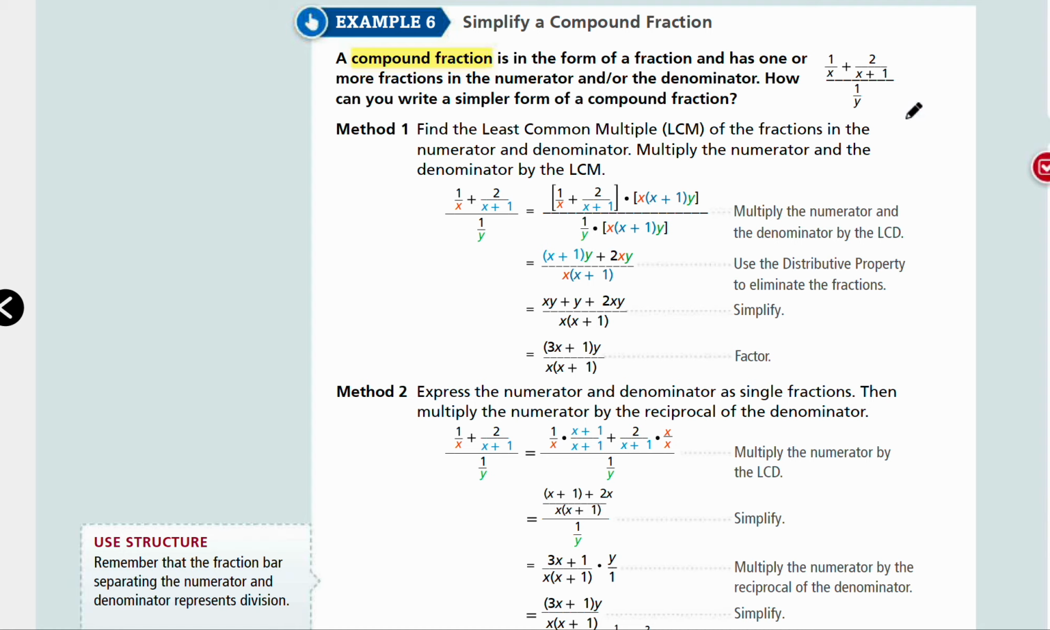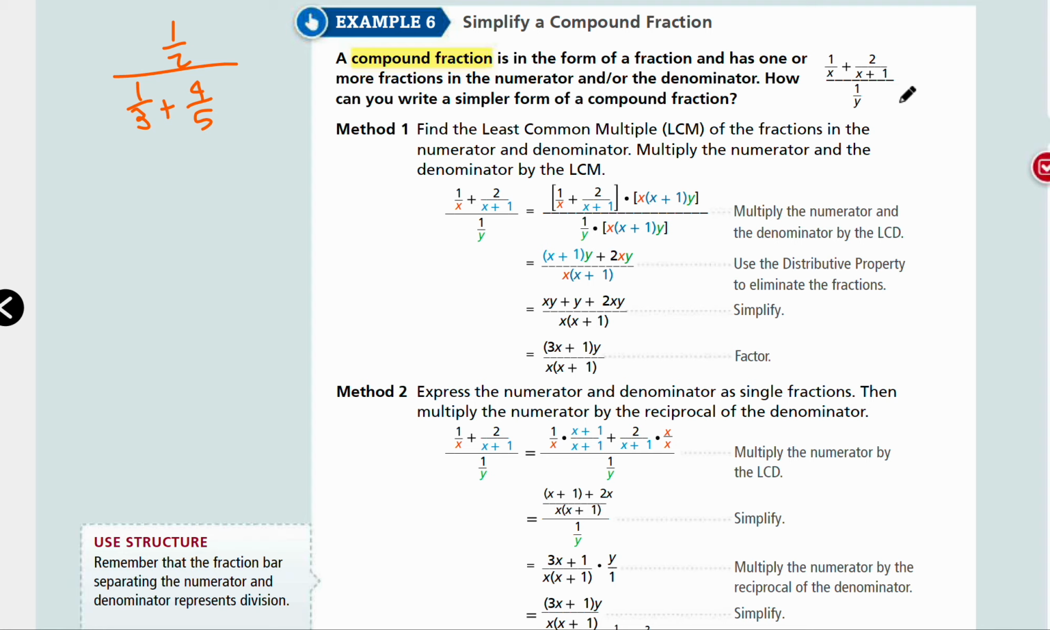So a compound fraction, for example, you could have all numerical compound fraction as well, like 1 over 2 over 1 over 3 plus 4 over 5. This is also a compound fraction. So if we have rational expressions with the compound fraction, it may involve multiplying, dividing, or adding and subtracting.